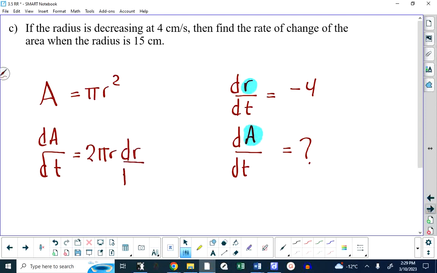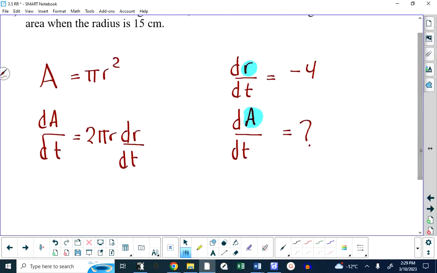And again, we've already done this. So the bottom line is you put in the numbers. You put in the radius of 15. You put in -4, and you work out what this is, and by my count, that's -120 pi.